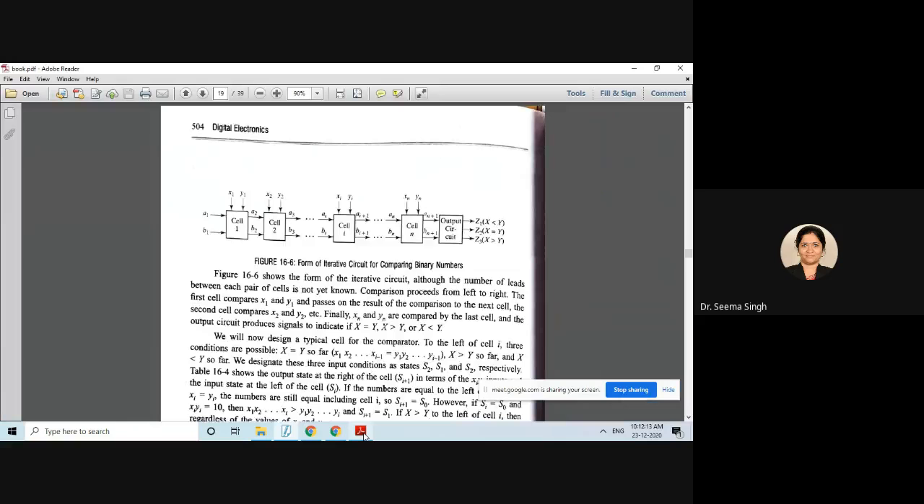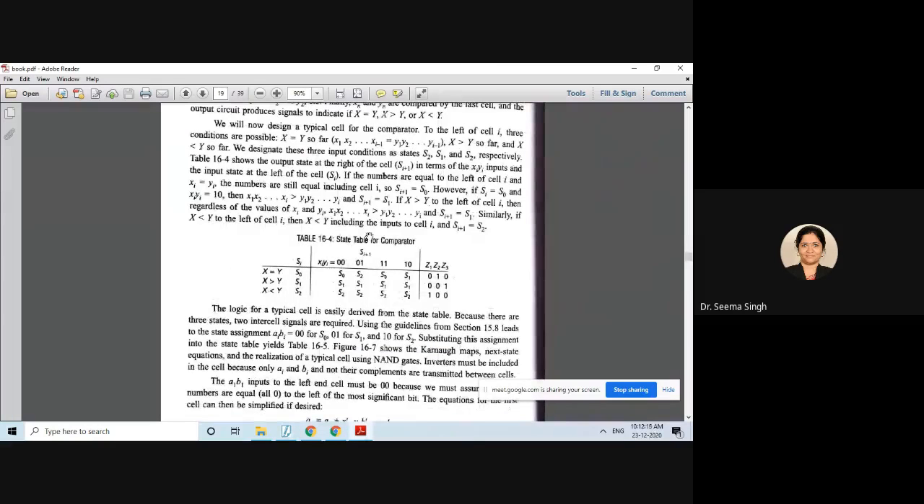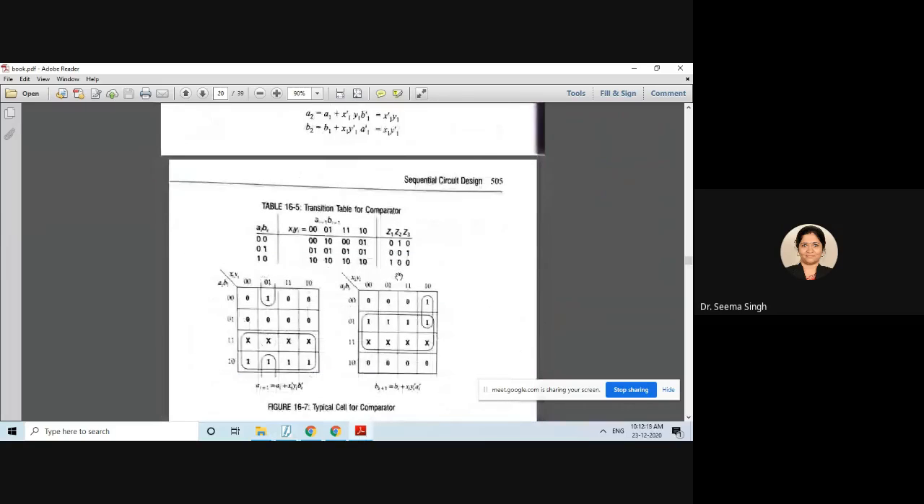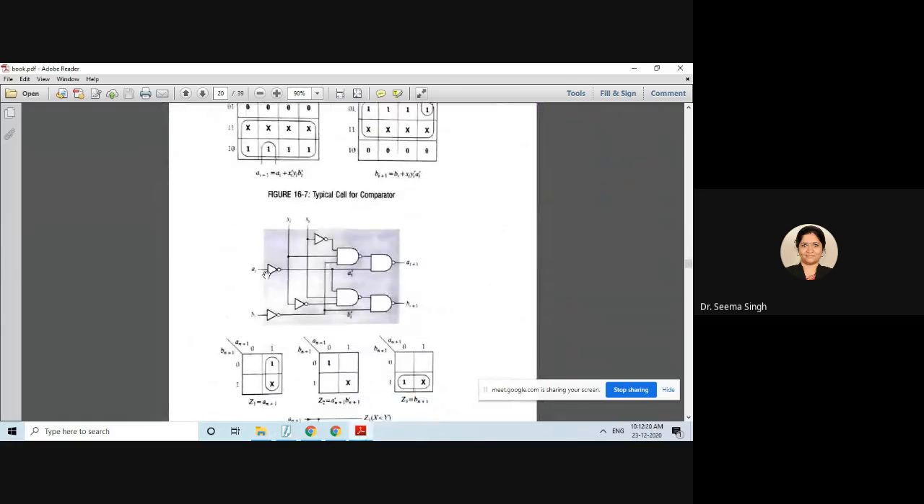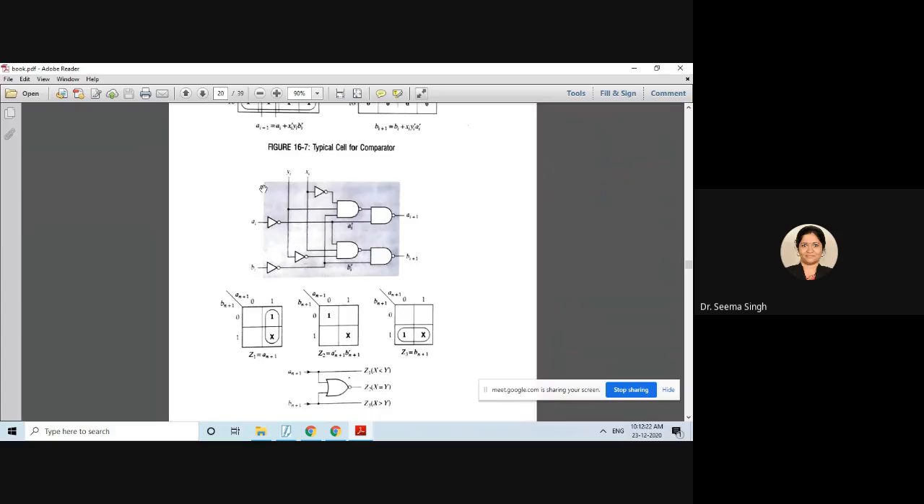I will show you. See, this is your state table for the comparator, and this is your K-map, and this is your typical cell. What is this typical cell? It is making the equation of these two only. So Ai and Bi is your present state. That is why it is coming from the left direction. Xi and Yi is your present input. That is why it is coming from the top. And this is your equation.